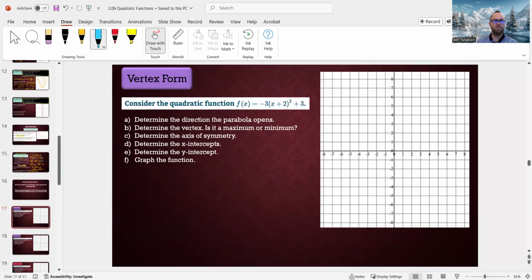Okay, A, determine the direction the parabola opens. Well, I see a minus out front. Negative A means down. It opens down.